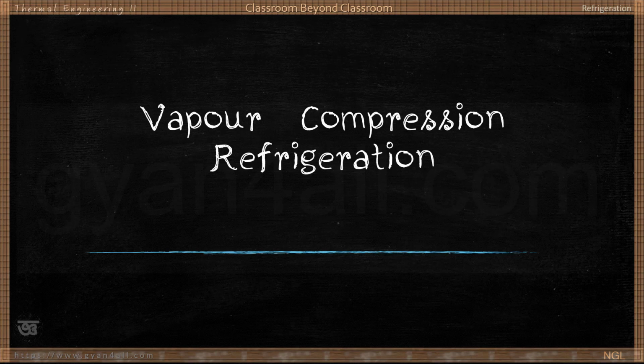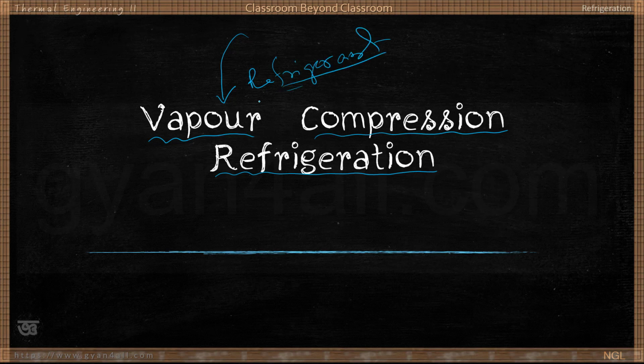Today we will discuss the vapor compression refrigeration system. Vapor of the refrigerant, whatever refrigerant we use, will be compressed in the refrigeration system, and that is why it is called vapor compression refrigeration system. That means it is like steam only, but we do not use water as a refrigerant. Some other fluid is used, and the vapor phase of the liquid of the refrigerant is compressed.